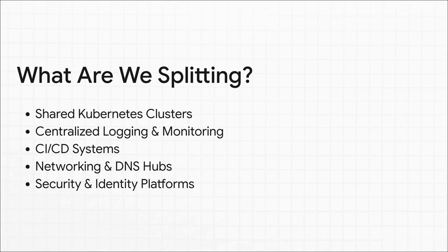But first, when we say shared costs, what are we actually talking about? Let's make this tangible. Think of these as the workhorses of any modern tech company. Things like shared Kubernetes clusters that run basically everyone's applications, or a centralized logging platform that's just slurping up data from dozens of services. And of course, you've got your CI/CD pipelines, your networking hubs, and all those security and identity tools that absolutely everyone depends on.